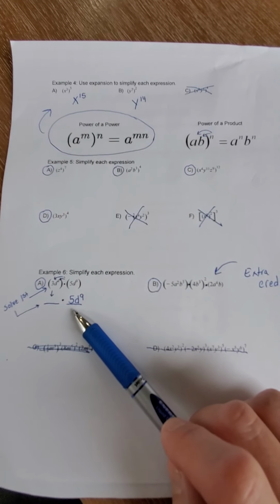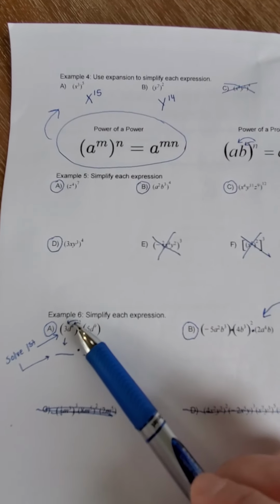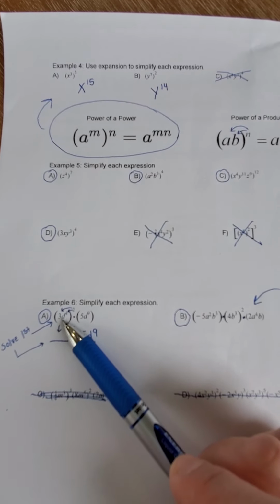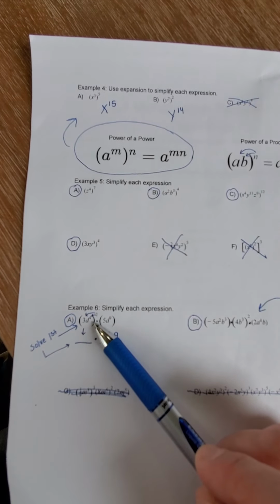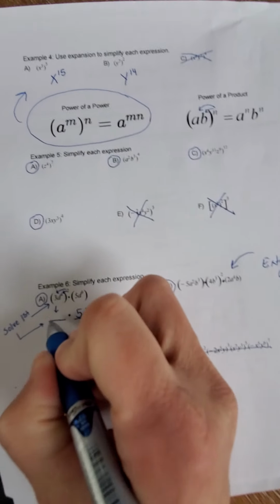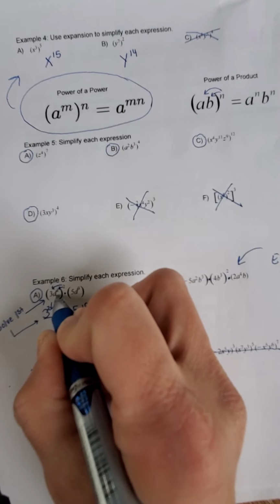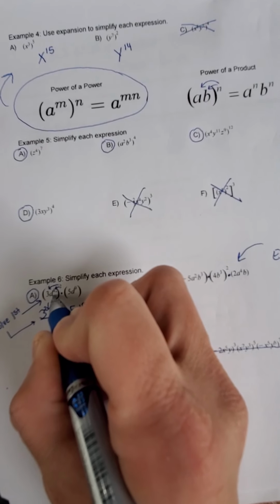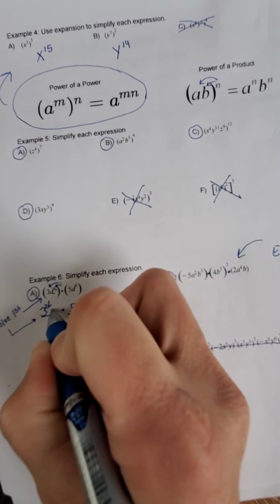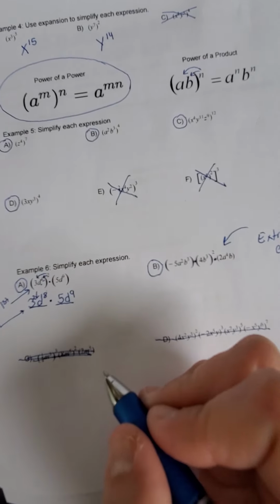Okay. Example 6, simplifying each expression. This is a challenging one. First thing you need to do is you have 3d to the fourth, and all of this is to the second power. So what you will need to do is take 3 to the second power, and then d to the fourth. So d, 4 times 2 is 8. That becomes d to the 8th.